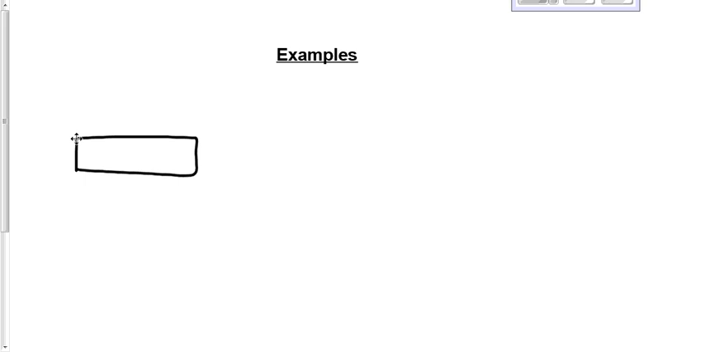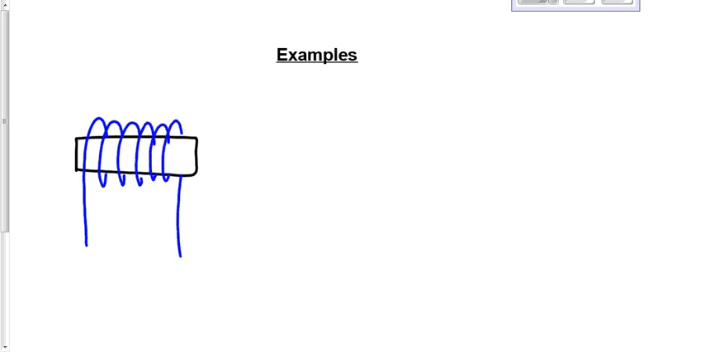There's the core, the piece of steel. It's ferromagnetic, but it's not magnetized. Here's my wire wrapped around it. Here's a battery attached to it. Do you know which end of this battery is positive, which end is negative? The short side of the battery is negative, the long side is positive.